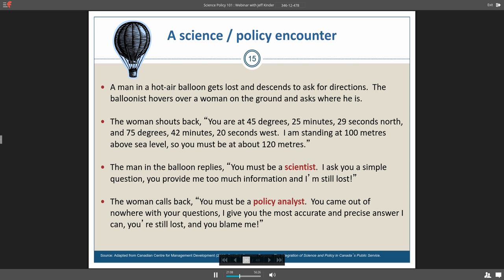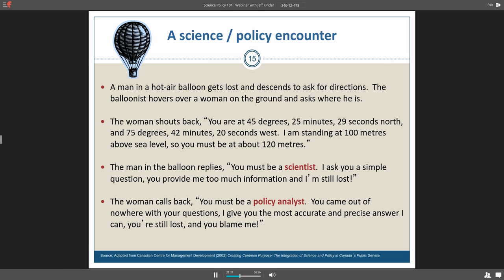So this is a joke I like to use. You may have seen it in various forms, but I think it helps us understand the cultural divide between science and policy, and the need to bridge that divide. So a guy in a hot air balloon gets lost, descends to ask for directions. A woman on the ground shouts up precise latitude and longitude information and altitude information. The man in the balloon says, well, you must be a scientist. I ask you a simple question, you provide me too much information, and I'm still lost.